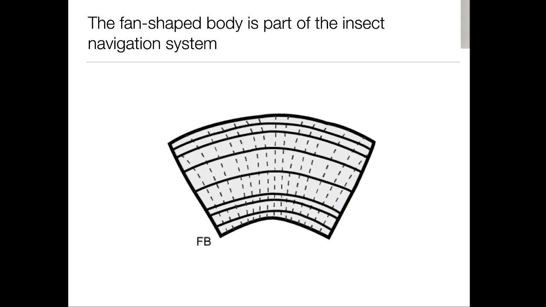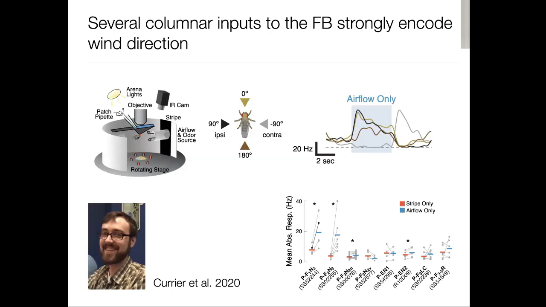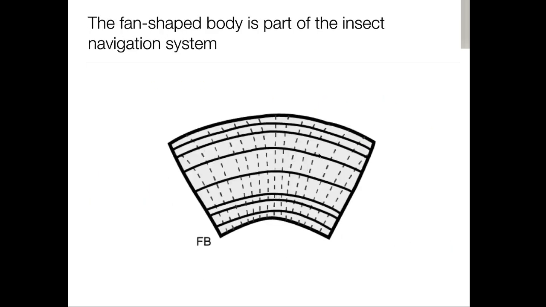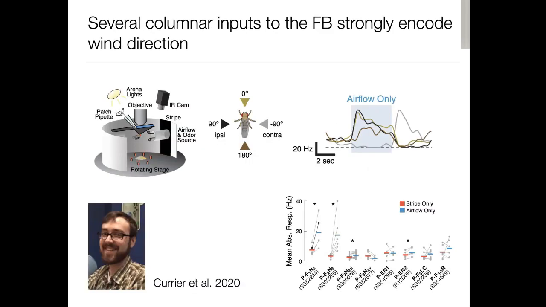And Tim Currier, a graduate student in my lab, set out to understand whether wind direction might be encoded in the fan-shaped body. So he set up a recording apparatus where he could, again, record from single neurons in the fly brain while presenting directional stimuli of various modalities to the fly, including airflow, a visual stripe or landmark, as well as odor. And importantly, these were all stimuli that we knew caused sort of orientation responses in the fly. And he then did a survey of inputs to this region called the fan-shaped body, particularly focusing on columnar inputs. These are neurons called PFNs that I think Larry talked about in his talk, in part because we had good genetic tools for targeting those neurons.